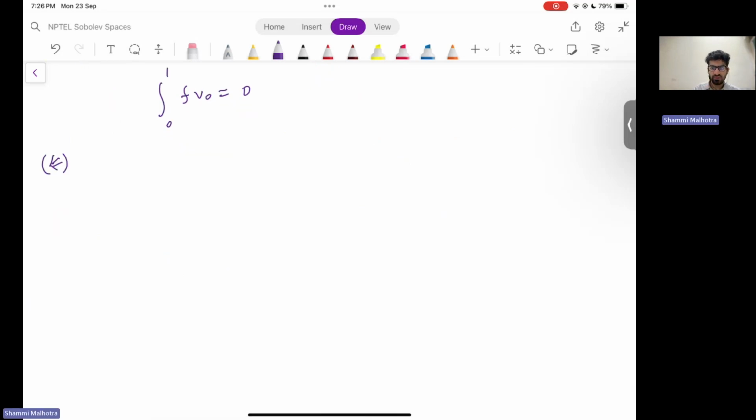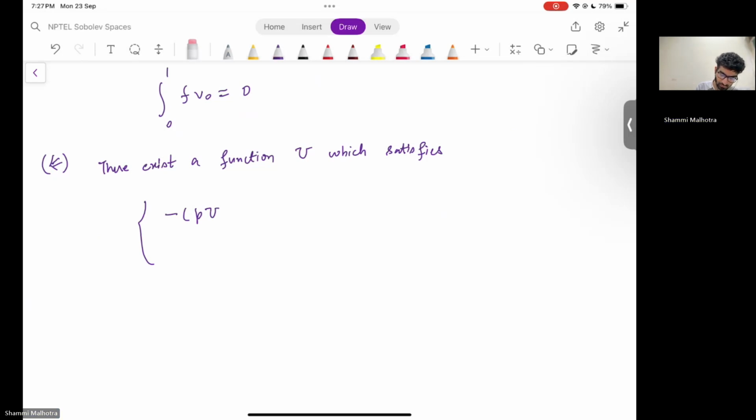So by the general theory of these ODEs, we know that there exists a function u which satisfies this particular system: minus (p u')' plus q u equals f on the open interval (0, 1), and u(1) is 0.